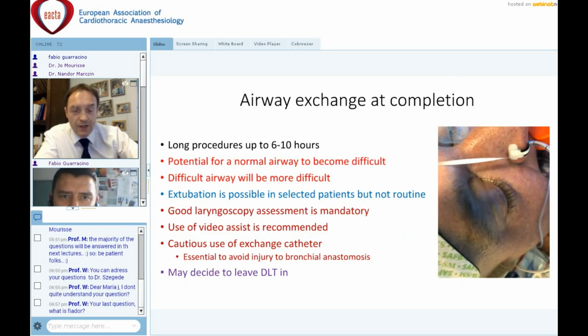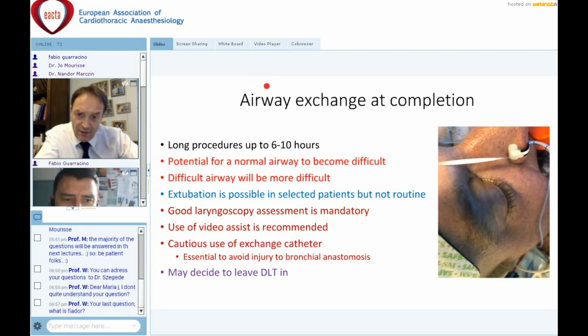At the end, some patients can be extubated on the table. However, this is limited and not used widely. As the procedures are very prolonged, up to 6 to 10 hours, there is always a potential for even a normal airway to become difficult, and certainly a more difficult airway to become very difficult. Therefore, at the end, when we are preparing for exchange, a good laryngoscopy is essential.